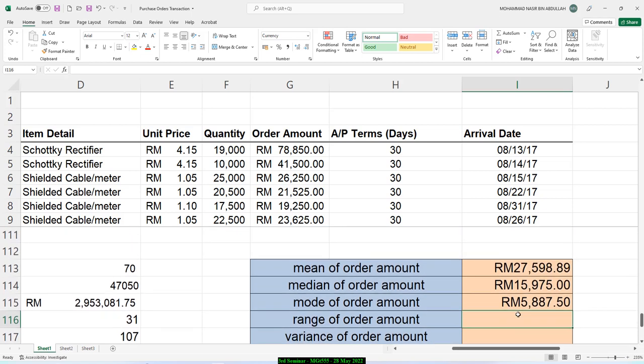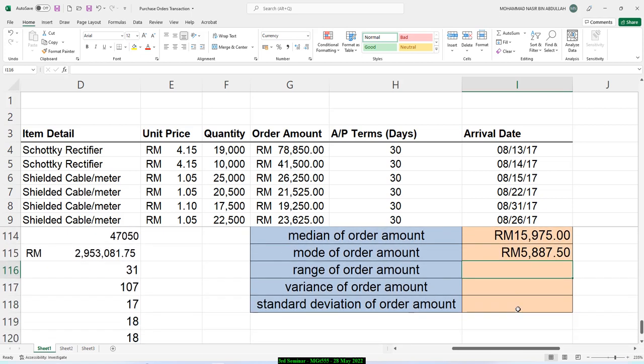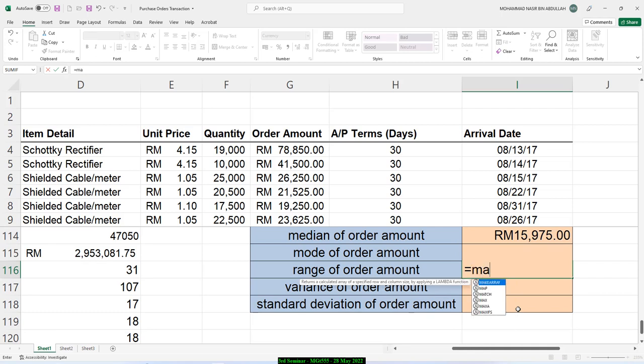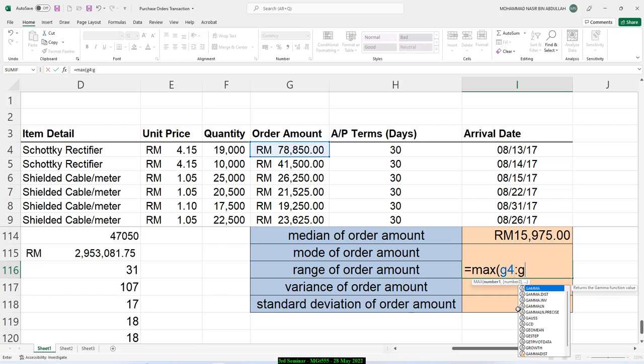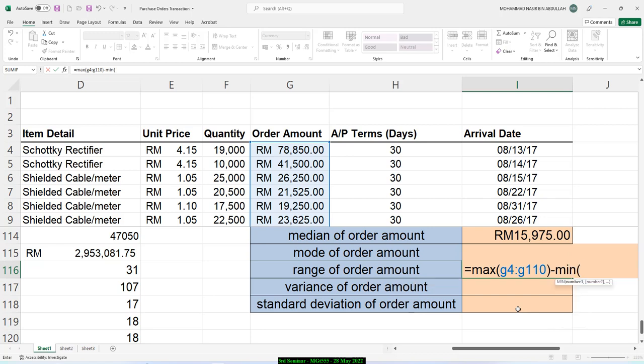And the range is very simple. You just type maximum of G4 until G110 minus minimum G4 until G110, right? Range means that kita nak maximum value minus minimum value lah. Very simple. Boleh ikut?